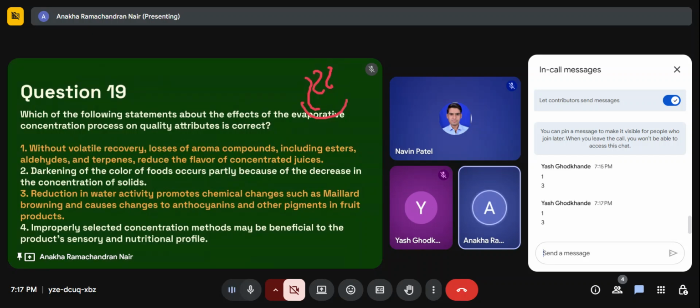right? So what can be done is you can recover these volatile compounds, that is, you can collect the vapors, and from the water you can separate these volatile compounds and re-add them to the juice if needed. So without volatile recovery, loss of aroma compounds such as esters, aldehydes and terpenes reduces the flavor of the concentrated juices. That is correct. So once you start concentrating something, you will notice that its color becomes darker, right?